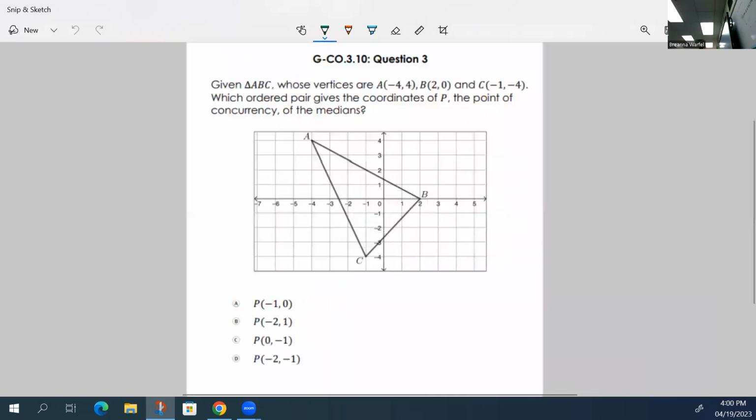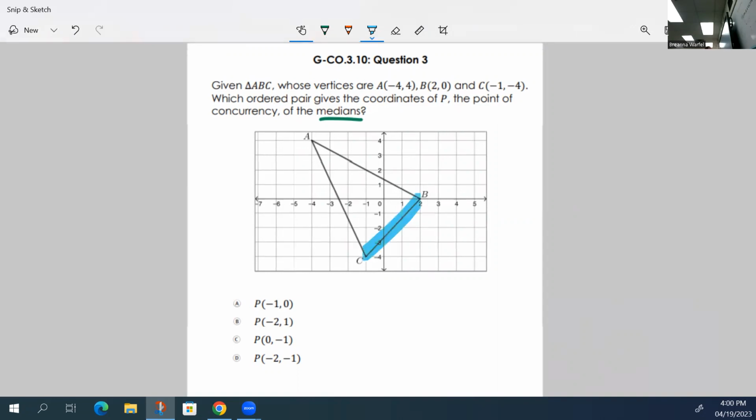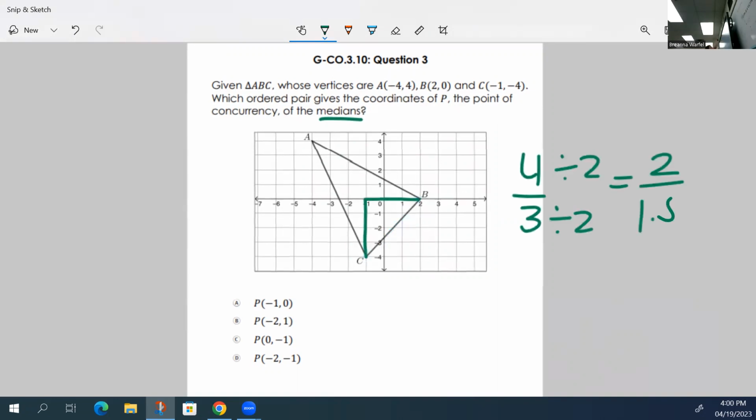So a median is where you find the middle of a side and you connect it to the vertex that's opposite of it. The way that you find the middle is you use slope and you find half of that. So for instance, this slope is up 1, 2, 3, 4 over 1, 2, 3. If you find half of that, then you need to go up 2 and over 1.5 to find the middle point. So up 2 and over 1.5, that is your midpoint of CB. And if you connect it to A, that line is called a median.